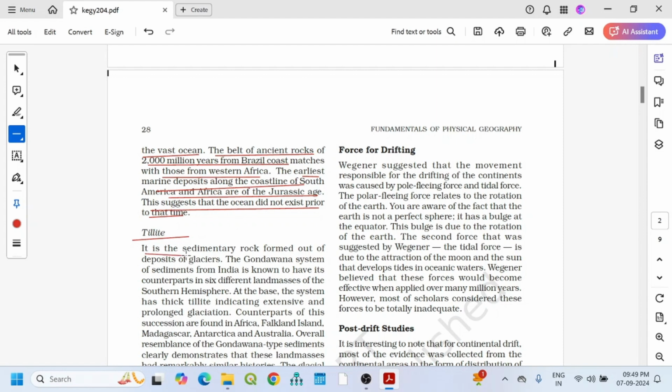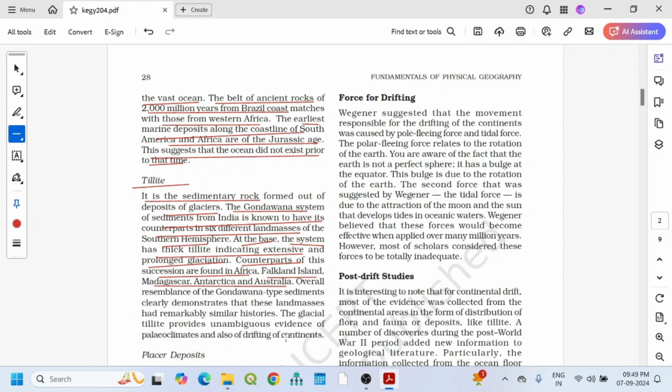Tillite is a sedimentary rock formed out of the deposits of glaciers. The Gondwana system of sediments from India is known to have its counterpart in six different landmasses of the southern hemisphere. At the base, the system has thick tillite indicating extensive and prolonged glaciations. Counterparts of these successions are found in Africa, Falkland Island, Madagascar, Antarctica, and Australia.